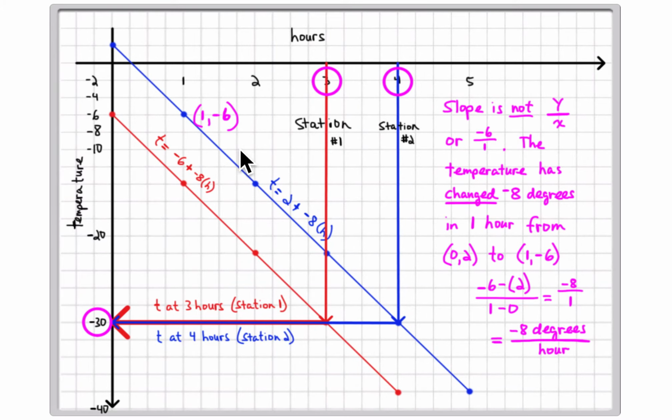Oh, actually, I wanted to cover this idea of slope just a little bit more using this point right here. So the slope is not y over x. It's not -6 over 1. It's the change in y. It's how much this y has changed during this 1 hour. So this change has been 8 degrees. So the temperature has changed by -8 degrees in that 1 hour. So in 1 hour, it's changed 8 degrees and -8 degrees.